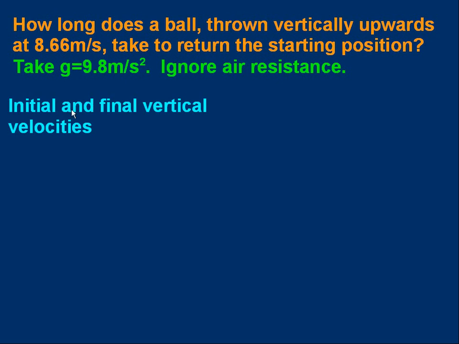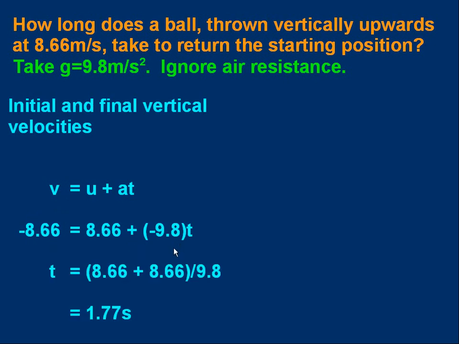Well, let's use our Suvat equation v is u plus at. If we do the whole journey, when it comes back to its starting position, v is minus 8.66. The initial velocity was 8.66 upwards. at is minus 9.8t. Do the arithmetic and you get the same answer, of course, as we did a moment ago. It's 1.77 seconds. So that's another quite neat way to do it. Is there another way? Yes, there is.